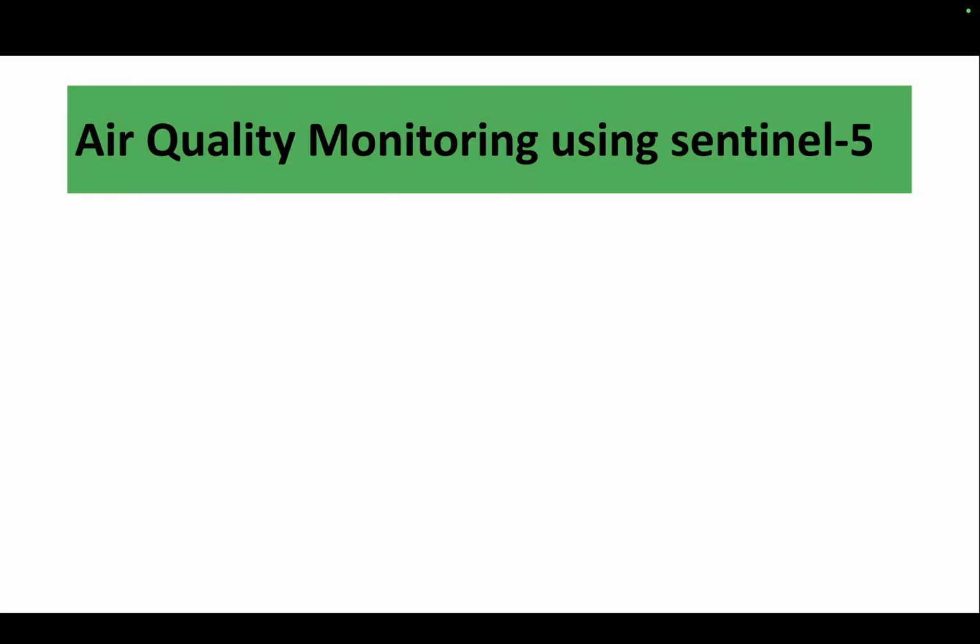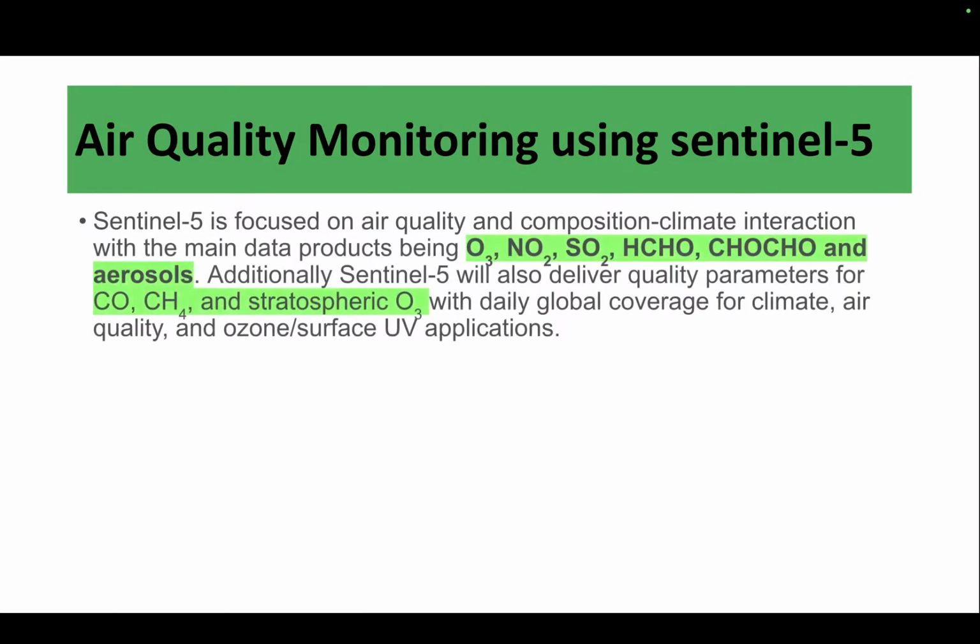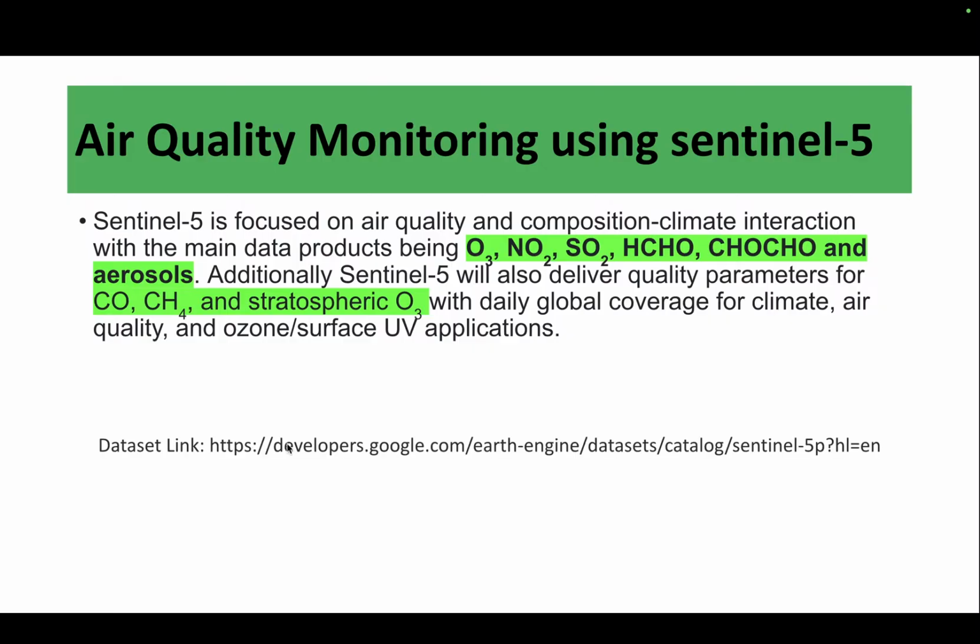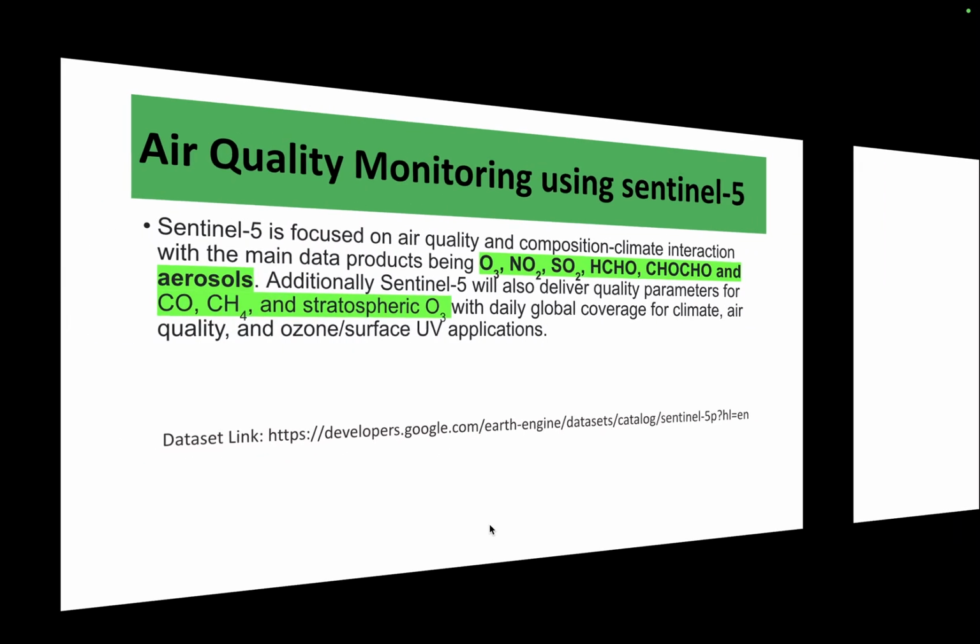For air quality monitoring we use the Sentinel-5P TROPOMI dataset. This dataset is mainly focused on air quality, composition, and climate interaction, with main data products: ozone, nitrogen dioxide, sulfur dioxide, formaldehyde, aerosol, carbon monoxide, and methane. These gases we can easily access from here. If you check, this is the link. You can simply visit the link, then we can easily get all of the Sentinel-5P TROPOMI datasets.